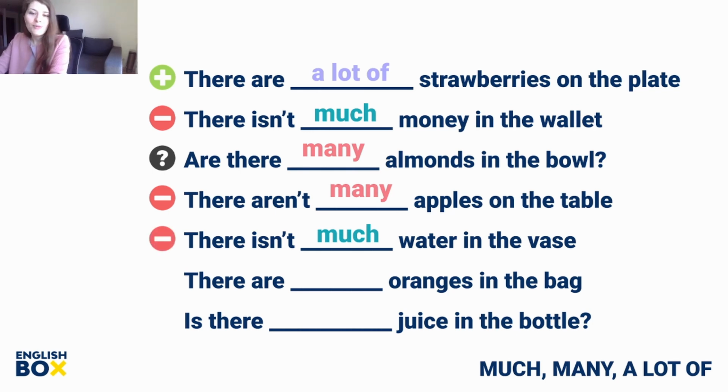Okay, let's move on. There are oranges in the bag. That's right. There are a lot of oranges in the bag because this is a positive sentence. And the last one, is there juice in the bottle? Good job. Is there much juice in the bottle? Because juice is uncountable and this is a question.